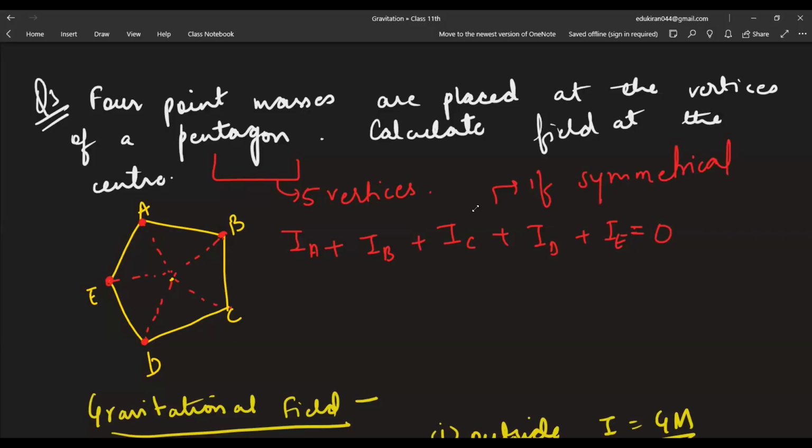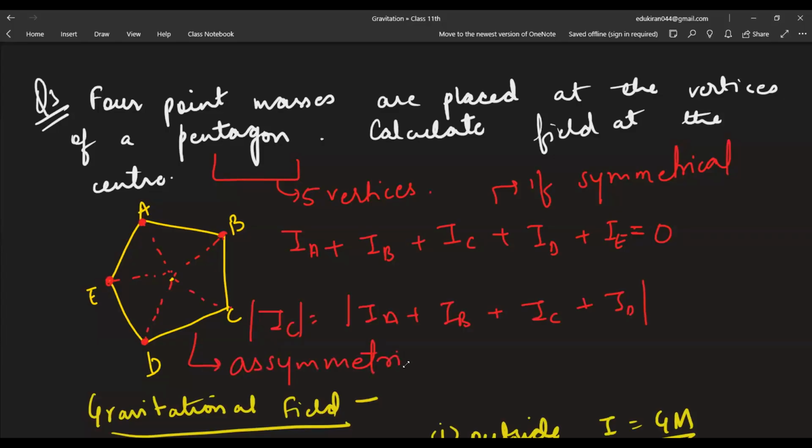Now, what is IC then? IC is going to be, if we say magnitude of IC, it is going to be the magnitude of IA plus IB plus ID plus IE. Because right now this is asymmetrical. This is asymmetrical. So what do we have? We have this point C missing.